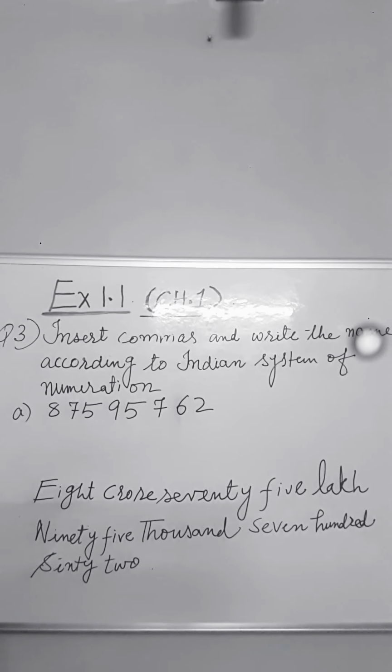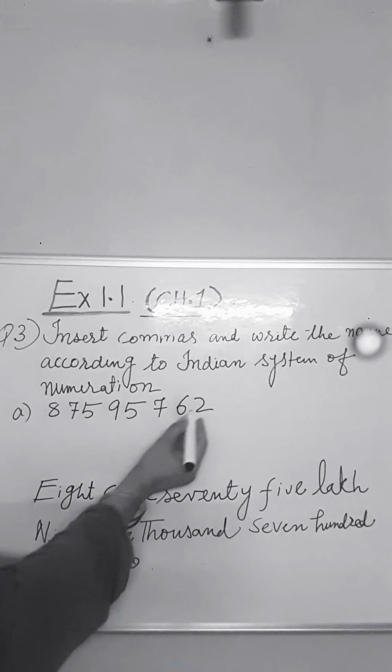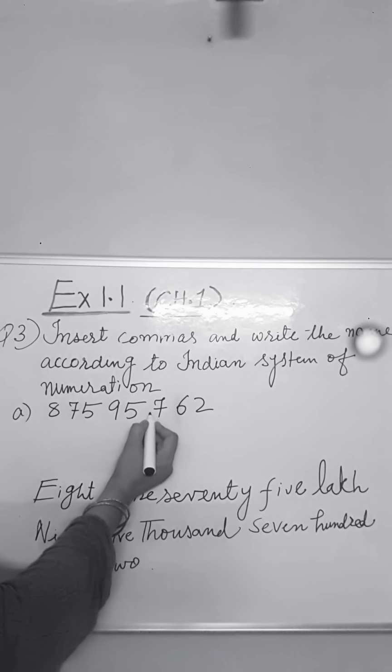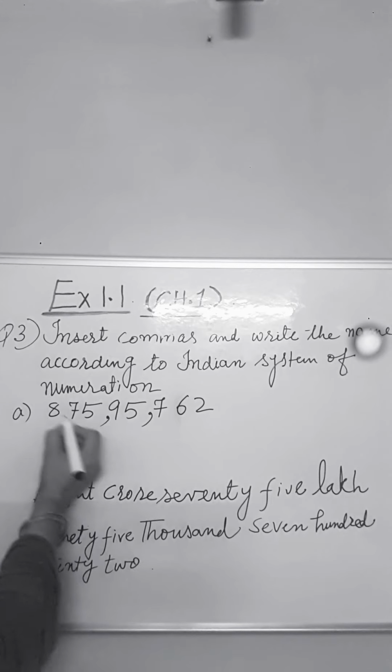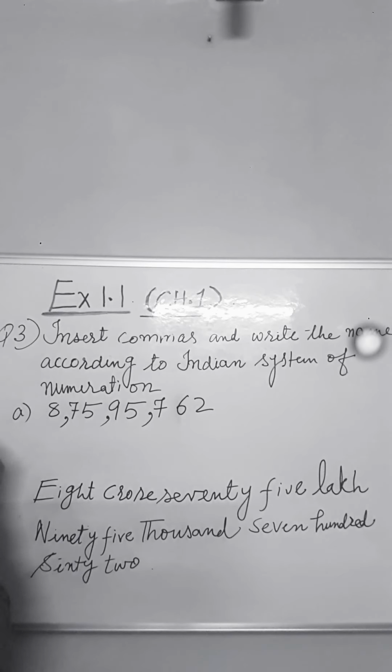Now according to Indian system of numeration, how do we insert the commas? First comma we insert after the first 3 digits, then the next comma after 2 digits, then again the next comma after 2 digits. First comma after 3 digits and next commas after 2 digits we insert. Now we will name this number.